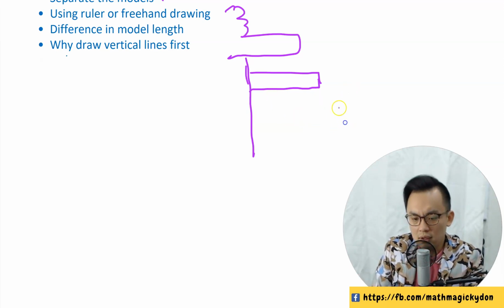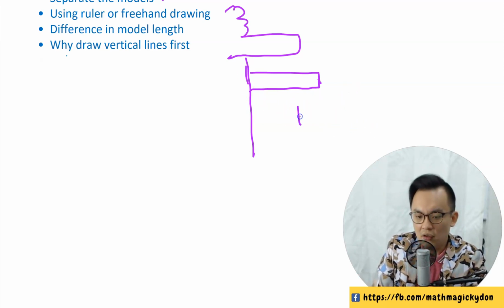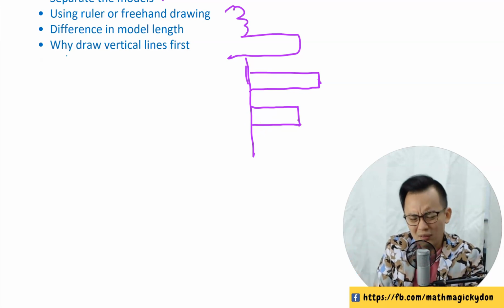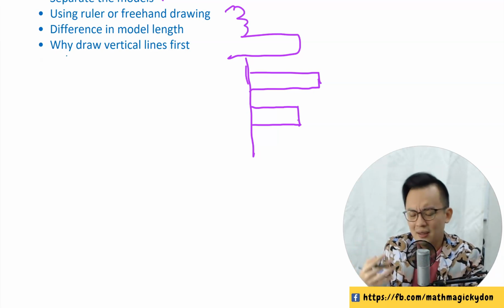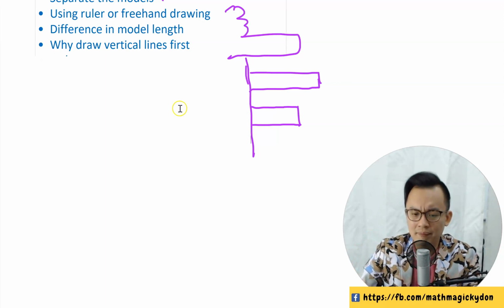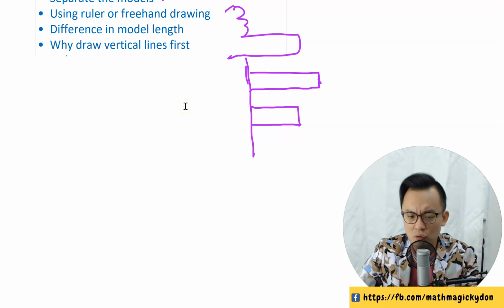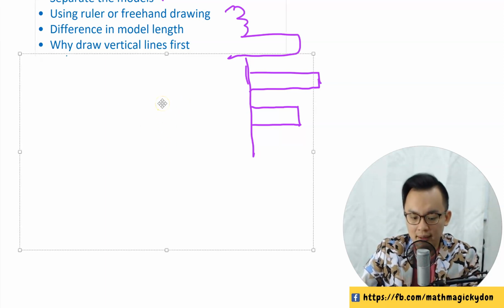So what you want to do is you set your vertical line first, and then you have a start point and an end point, and you know where your goal is, and then boom. Can you see the difference between the models? To me, it's so significant. It saves time, it saves rubbing, it's more neat. When you realize how useful models are, then you will realize why I'm so insistent on drawing it correctly.